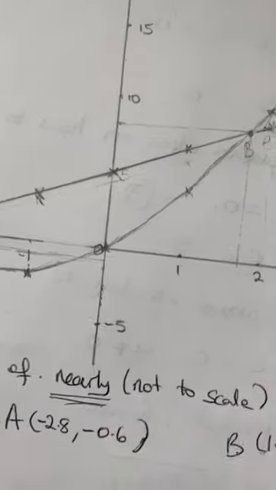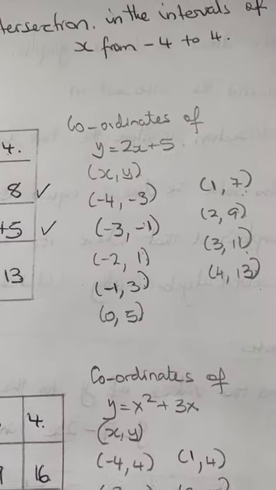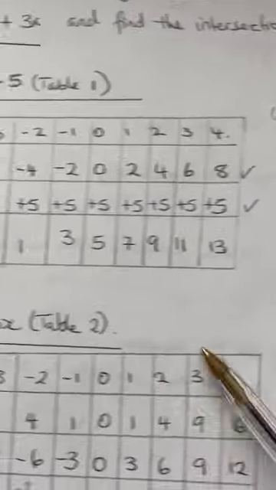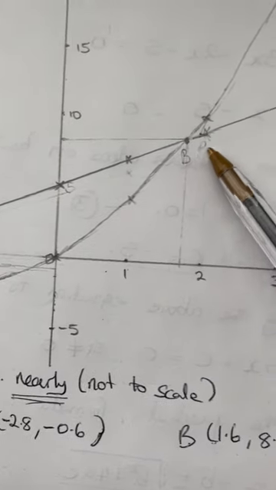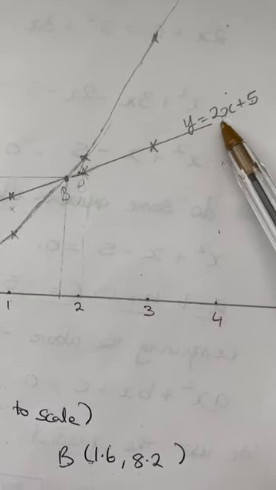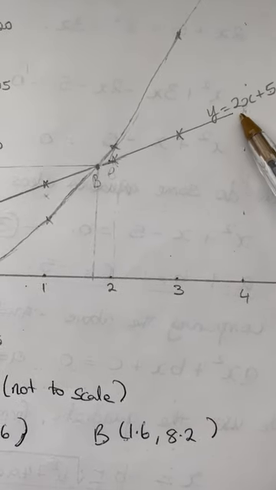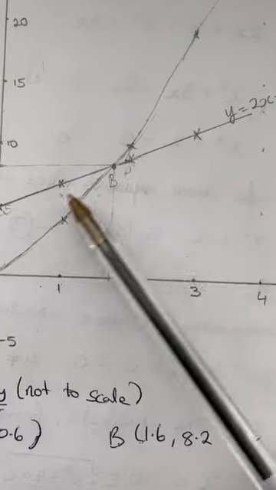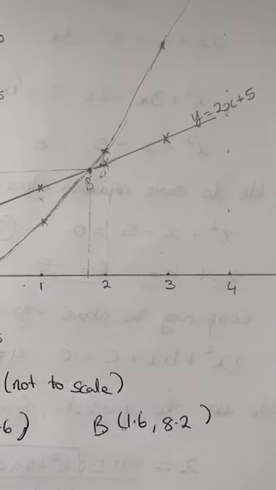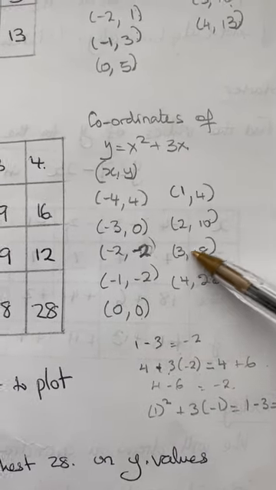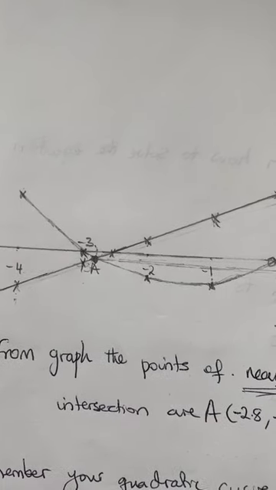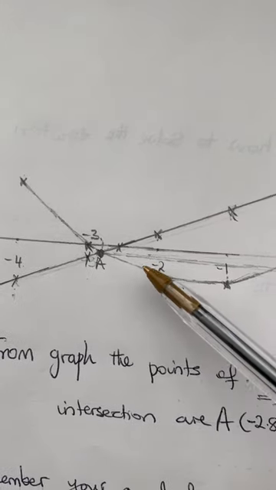So you can use these coordinates here. You can pause it and plot your own graph. So you should get this line here: y equals 2x plus 5. Now we know how to plot coordinates and we know how to plot the line graph, so I'm not going to repeat that here. And then we can also use these coordinates here to plot the quadratic graph. And also we know how a quadratic graph looks. So when I use those coordinates, this is what I got.